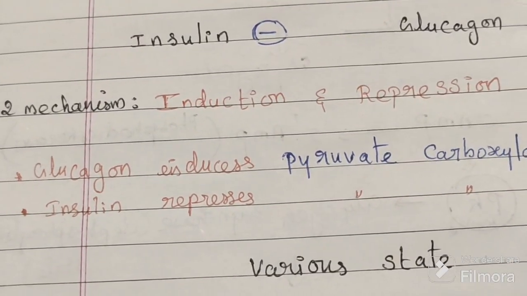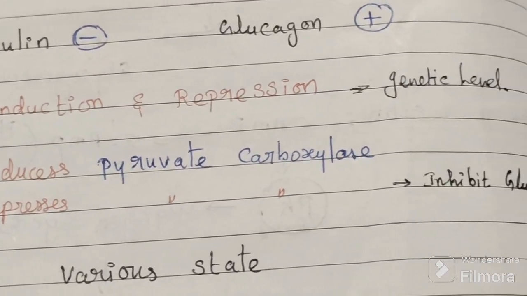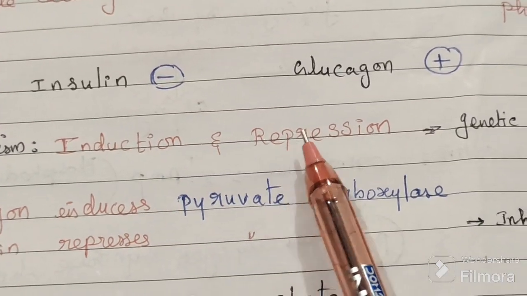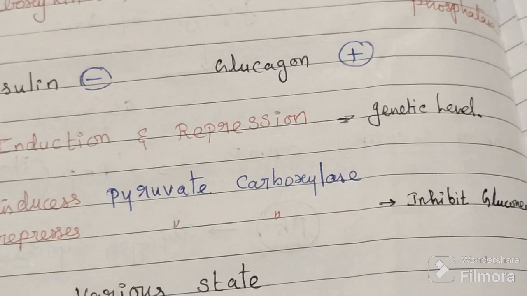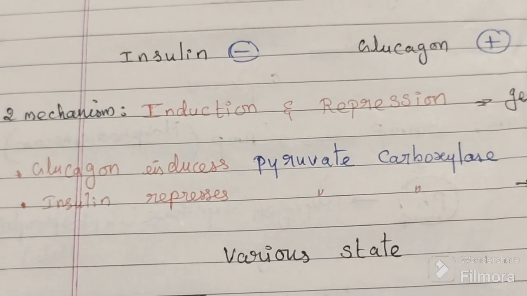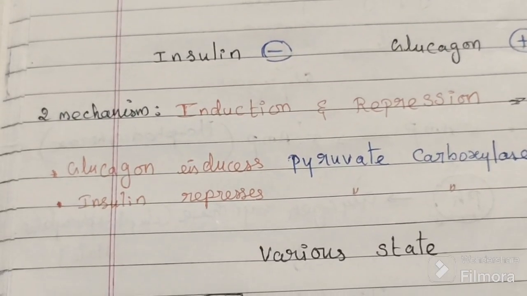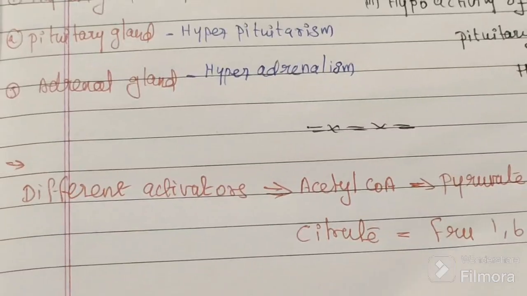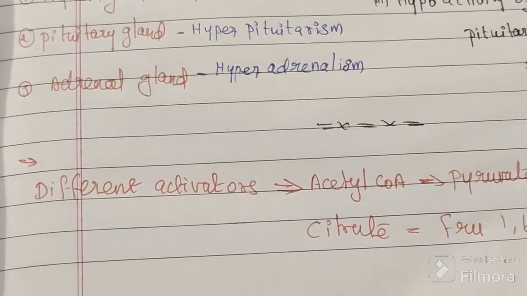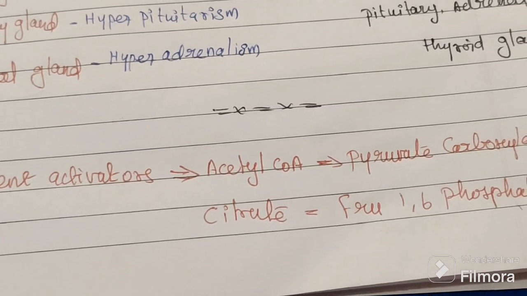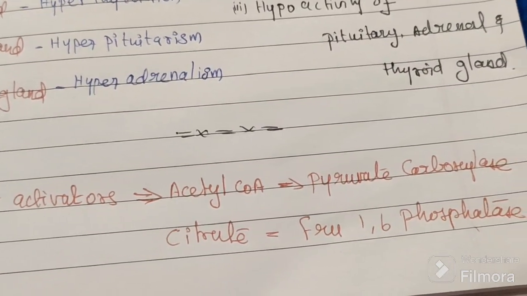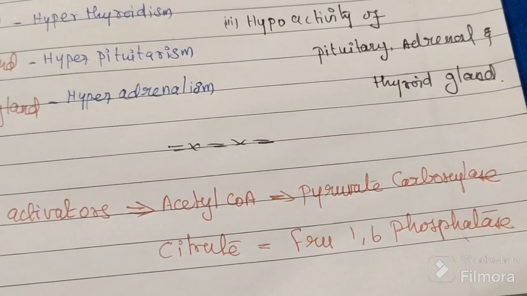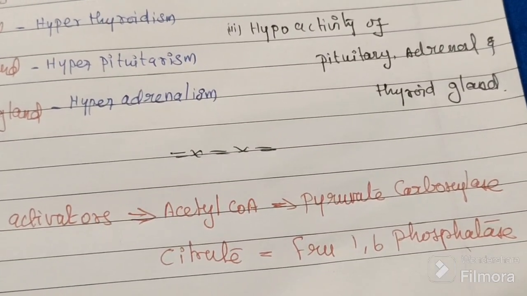So, insulin inhibits gluconeogenesis and glucagon stimulates gluconeogenesis. This is mainly by 2 mechanisms, that is induction and repression. It is at the genetic level. Glucagon induces pyruvate carboxylase. Insulin represses this pyruvate carboxylase and inhibits gluconeogenesis. There are different activators. For example, acetyl coenzyme A is an activator for pyruvate carboxylase, and citrate is an activator of fructose 1,6 bisphosphatase. This is how gluconeogenesis is regulated.